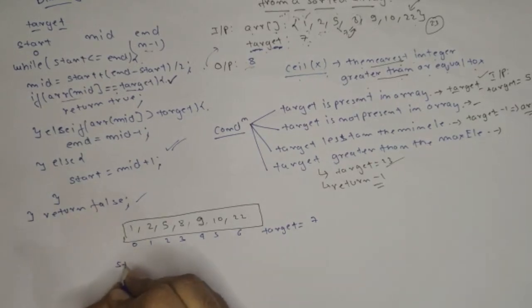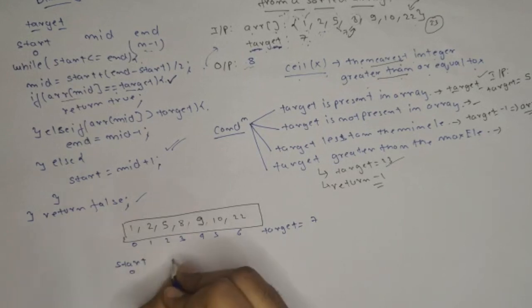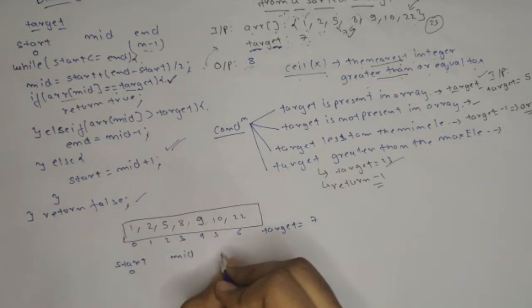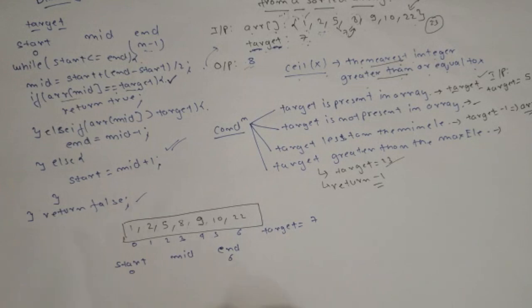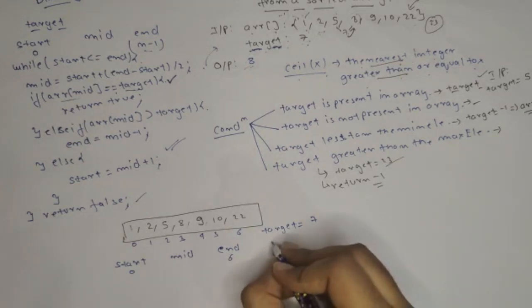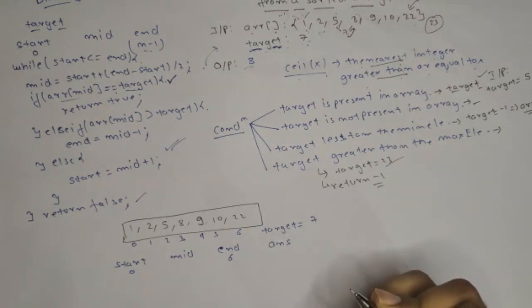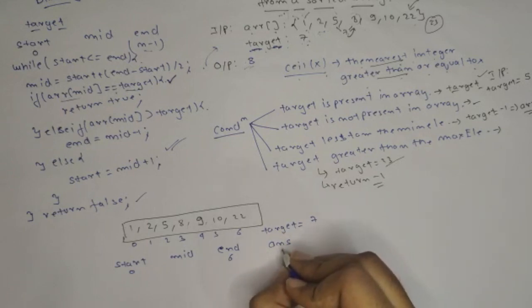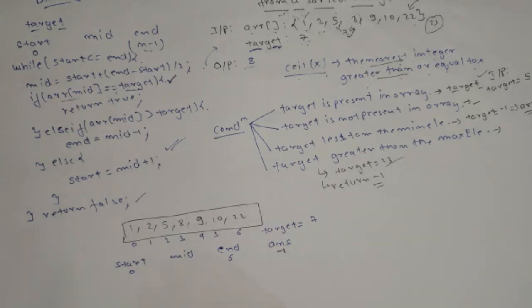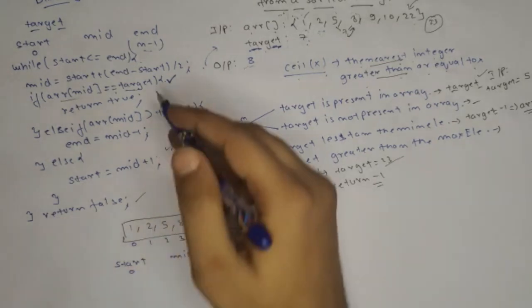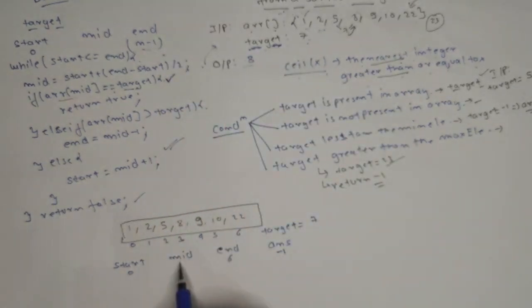So our start will be assigned 0, we will calculate mid, and our end value will be 6. And here we are going to take another variable in which we are going to store our answer, and in this variable answer we are going to assign it with -1 initially. Okay, so first of all we will run a loop same as the binary search.